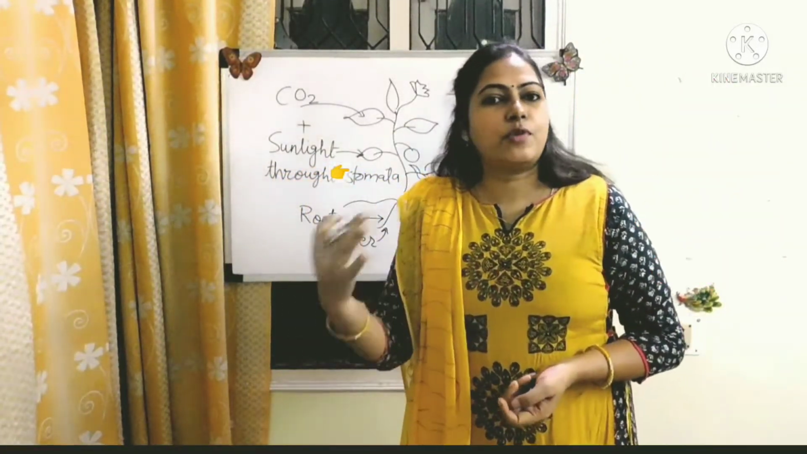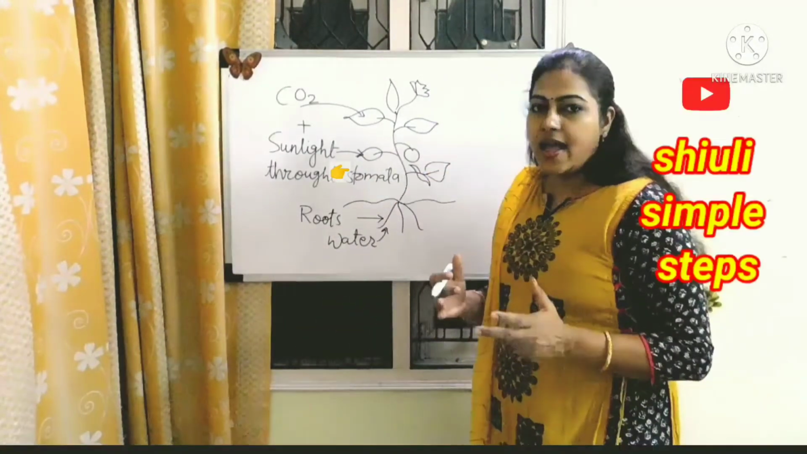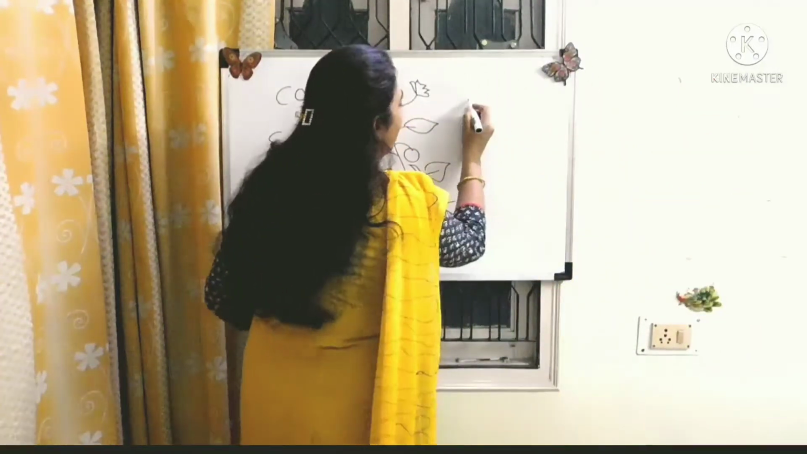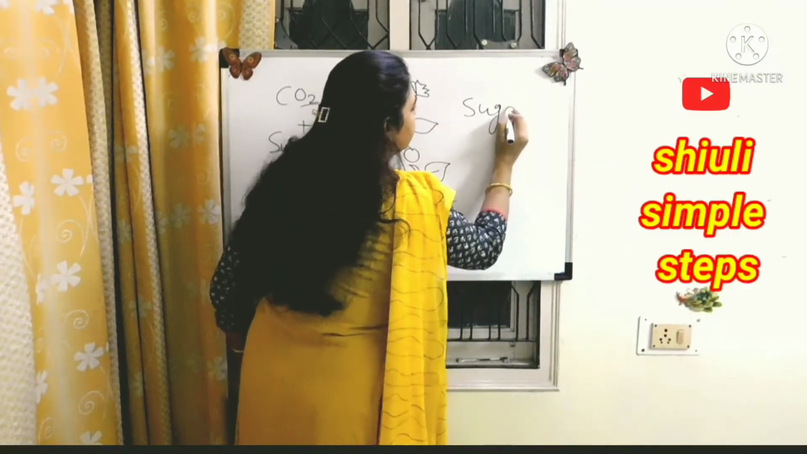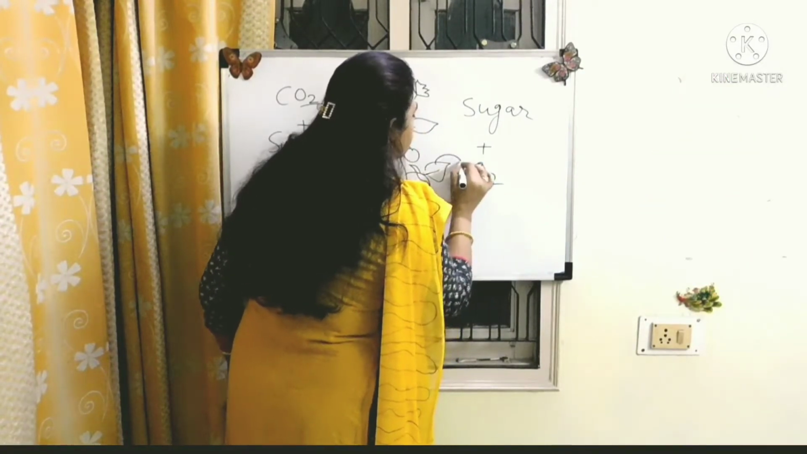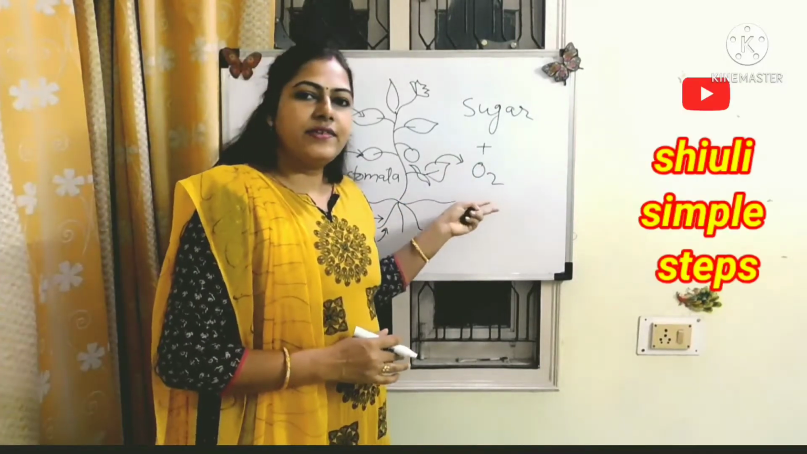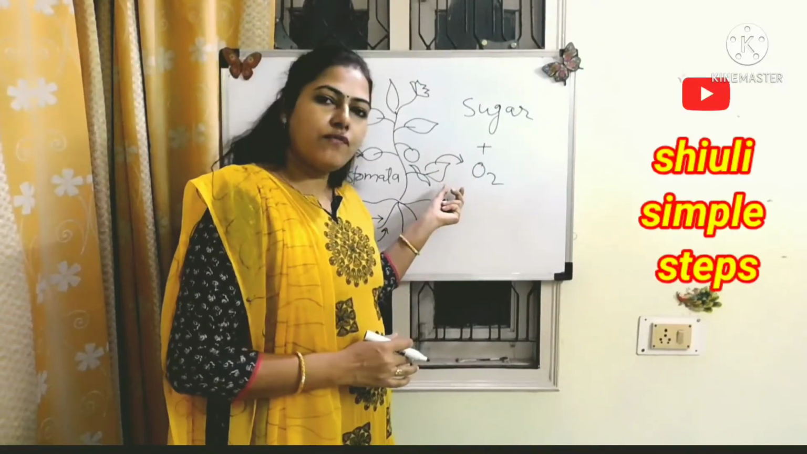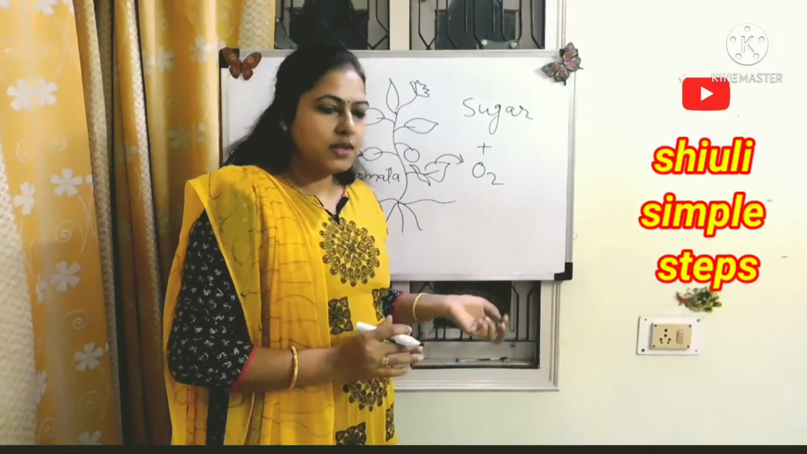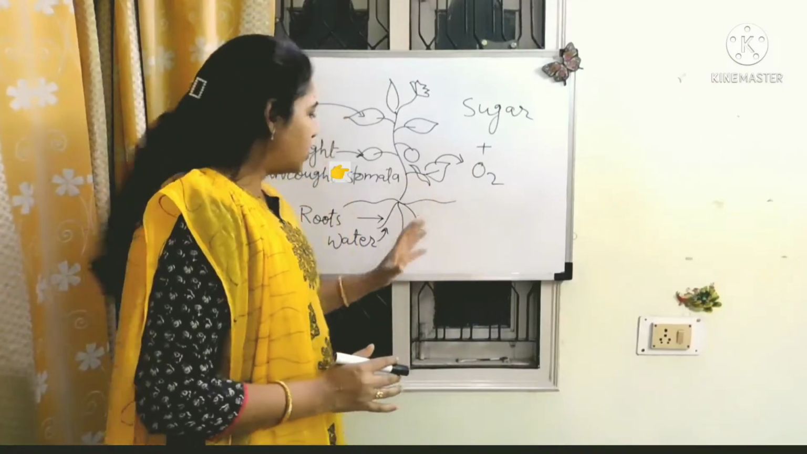In the form of what is the product? What do they make after making food? They form sugar and oxygen. Okay, so what do they form? They form sugar and plus oxygen. Oxygen is again released by the pores of the plant known as stomata. Okay, understood?